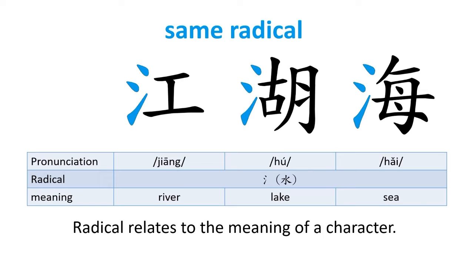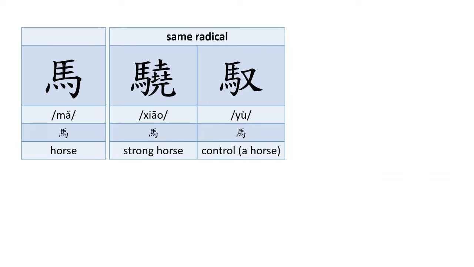Let's take a look at another character, which is also a radical, 马. 马 means horse. Its pronunciation is 妈 with the third tone. From 妈 to 马.